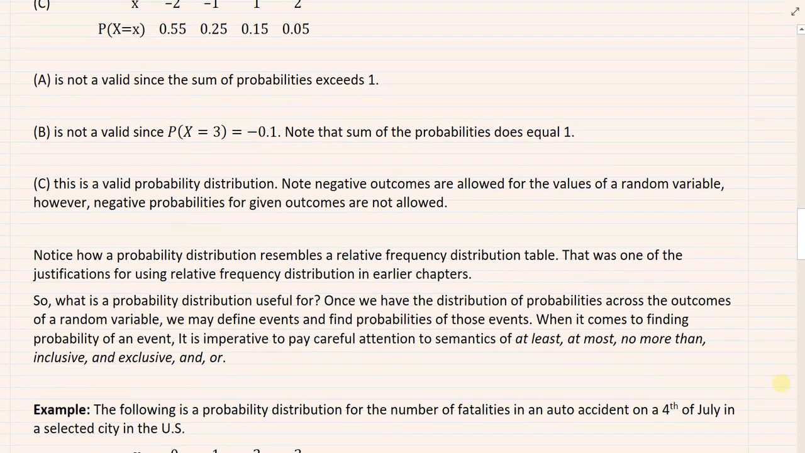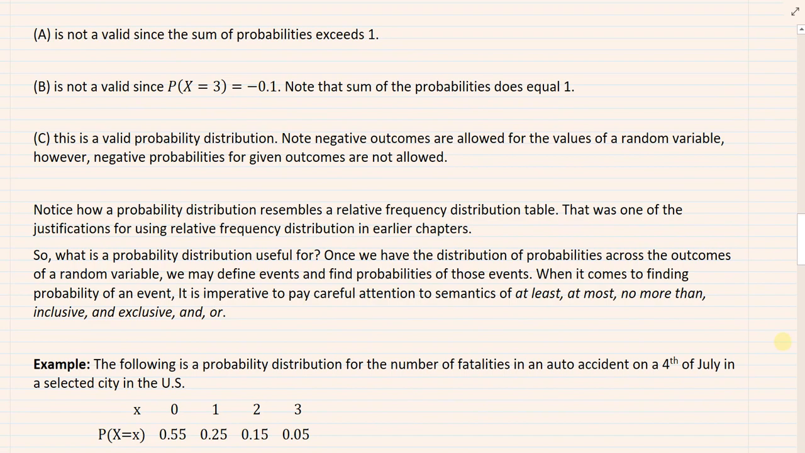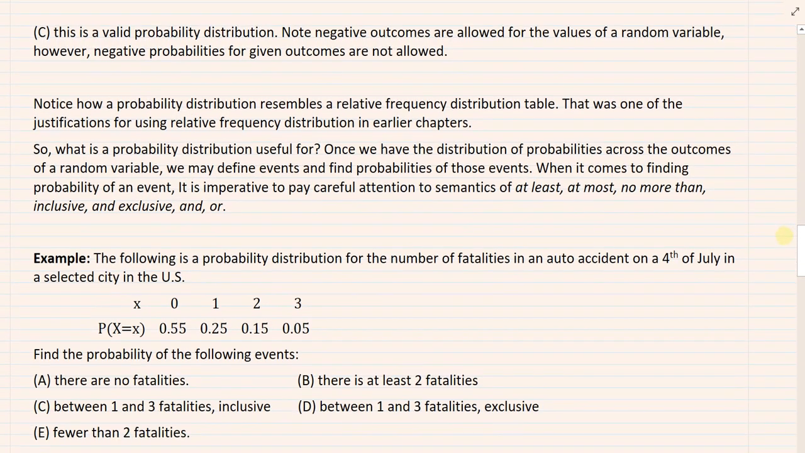So let's take a look at this example that I had earlier, and we want to define these events. Again, we saw this earlier. This is the number of fatalities in an auto accident on a given 4th of July in a particular city. I've defined 5 events. Notice we define the events in context of the experiment. So here event A is that there are no fatalities. Event B, there are at least 2 fatalities, and so on. And we want to establish the probabilities of these events.